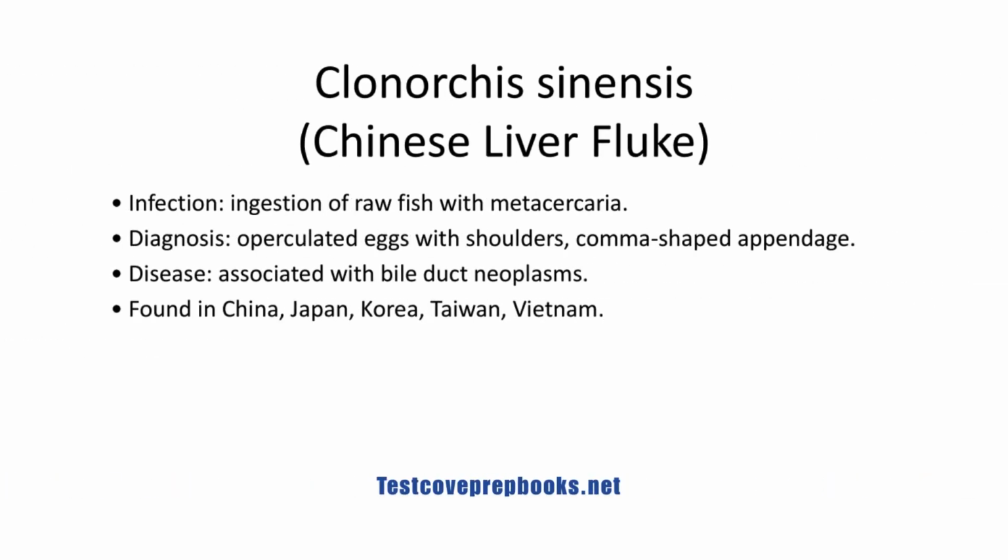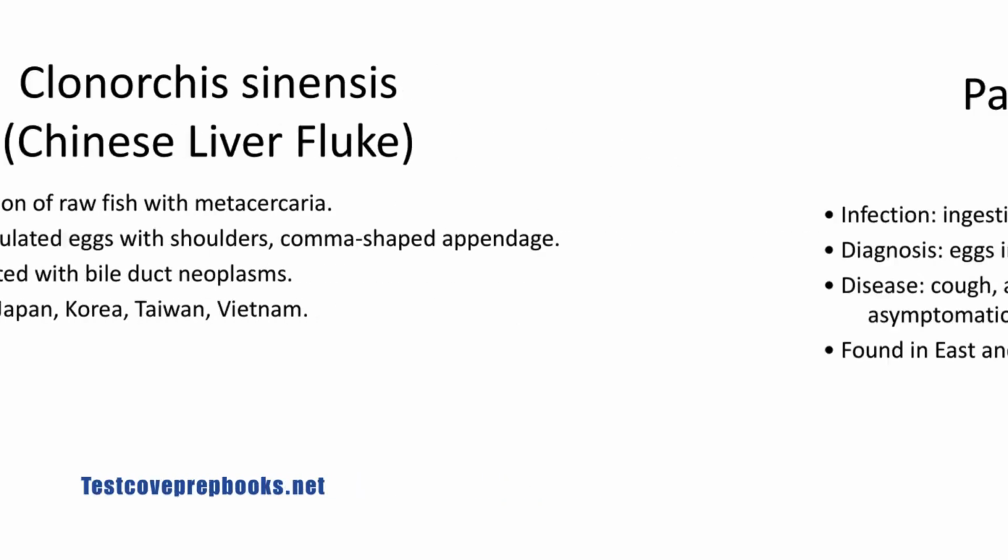Clonorchis sinensis, the Chinese liver fluke, infects humans who eat raw fish containing metacercaria. Its eggs are operculated with distinctive shoulders and a small comma-shaped appendage at the abopercular end. Found in East Asia, including China, Korea, Japan, Taiwan, and Vietnam, it has been associated with bile duct neoplasms.